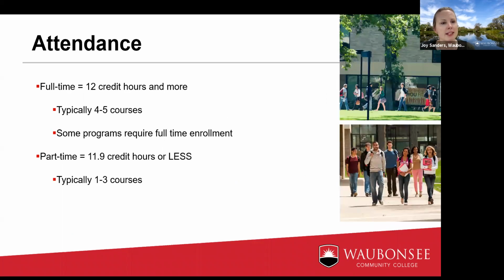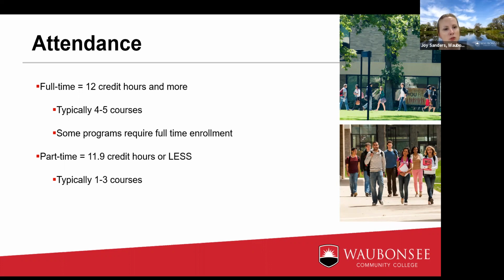So a little bit about attendance. You might often hear attendance referred to in terms of full-time or part-time. So we want to talk a little bit about what that means. Full-time means you're attending 12 credit hours or more. And so typically that's going to be 4 or 5 courses.